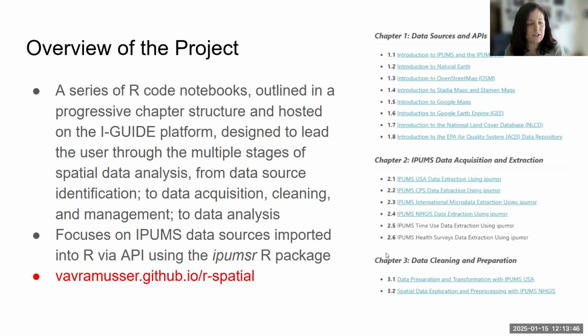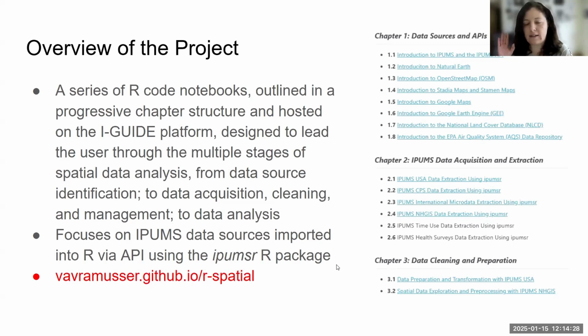So moving on, as I mentioned, and as potentially you've seen on my website and on the iGuide website, the project right now is structured as a series of code notebooks outlined in a progressive chapter structure, in a book format, and hosted on the iGuide platform. They're designed to be worked through more or less in order from chapter to chapter. Some of the chapters have prereqs for previous chapters and have a workflow from one chapter to the other. And that information is included in the notebooks with clear outlining of what the prereqs are and what you should do to be able to work through the particular notebook.